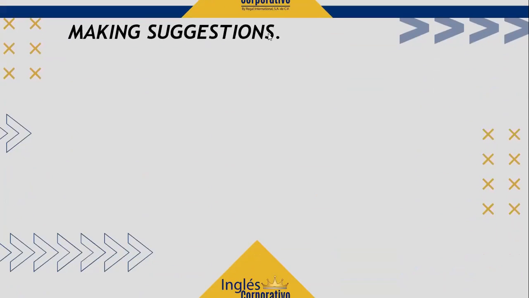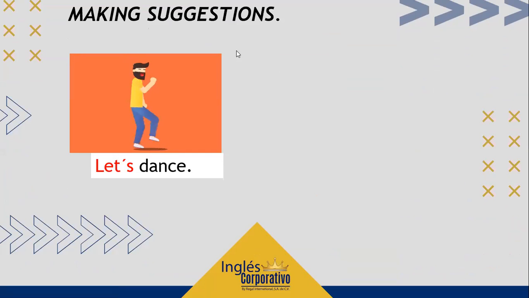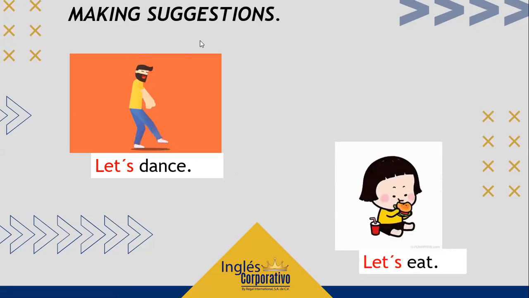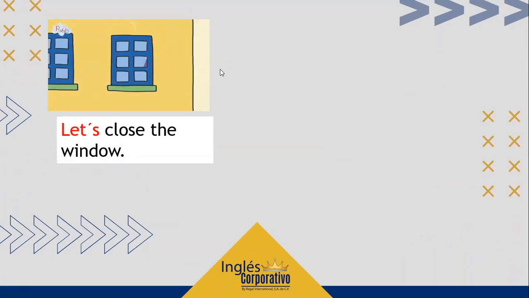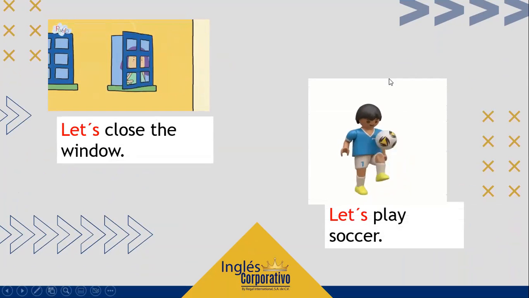Okay, now making a suggestion. Remember it using let's, right? Para hacer una sugerencia, recuerden que vamos a utilizar el let's, right? Julio, hear me here, please. Let's dance. Very good. Next one, please. Carlos Miguel. Let's dance. Let's eat. Yeah, very good. Let's see, David Emanuel. Let's close the window. Very good. Cristian Elias.